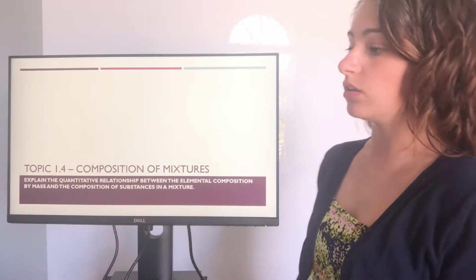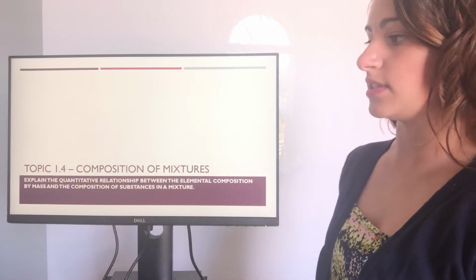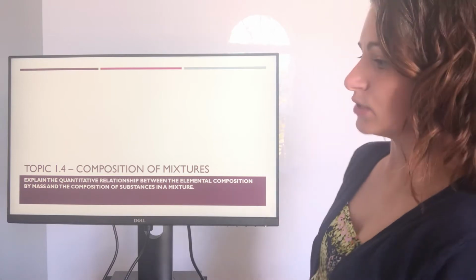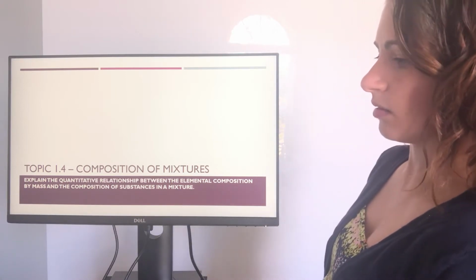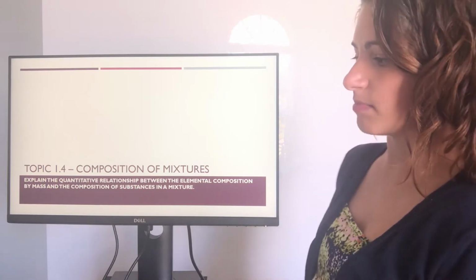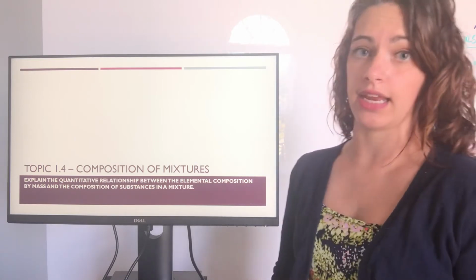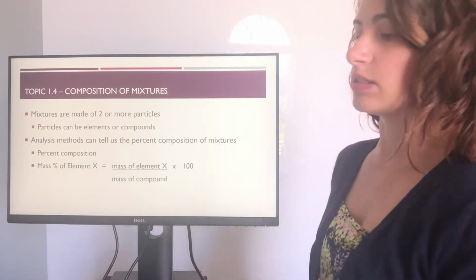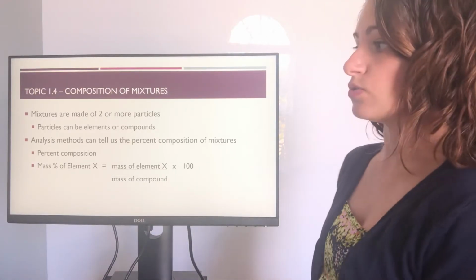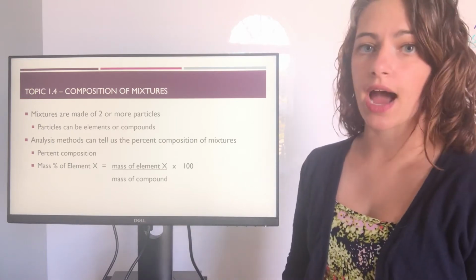In this video, we're going to look at topic 1.4, or the composition of mixtures. So the objective for 1.4 says explain the quantitative relationship between the elemental composition by mass and the composition of substances in a mixture. So what we're looking at here are something that's made up of two or more particles. Those particles can be elements, they can be compounds, whatever it is.